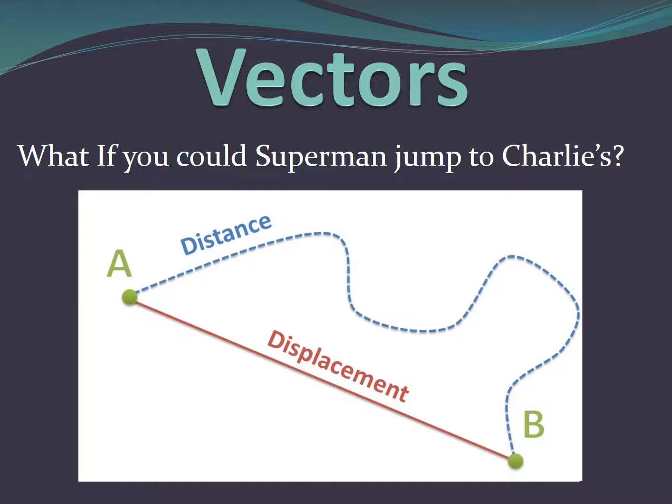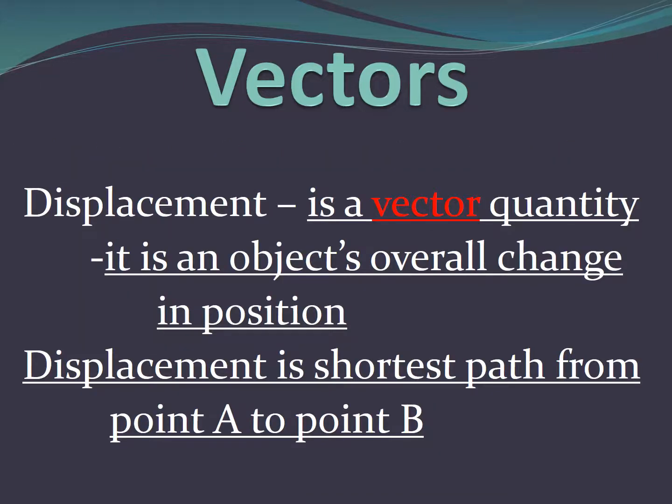So what if you could super jump to that location from A to B? Okay, so you're kind of skipping all that distance. Now this is called displacement. Displacement is a vector quantity. It's an object's overall change in position. So not only am I telling you the number, I'm also showing you the way. So displacement is the shortest path from point A to point B.